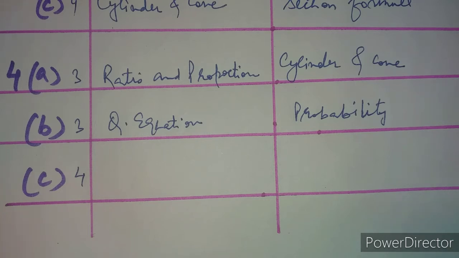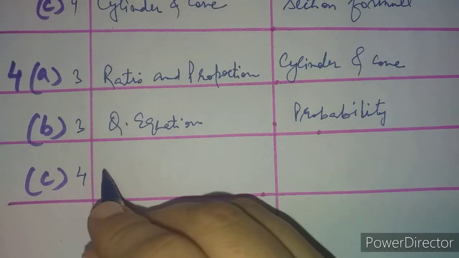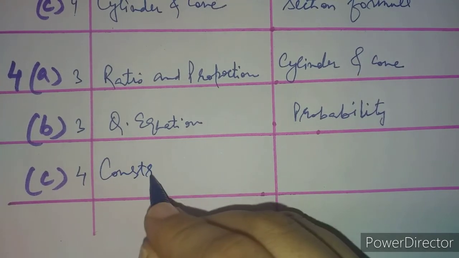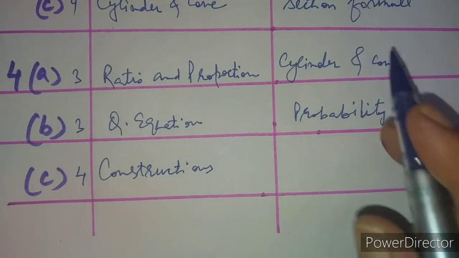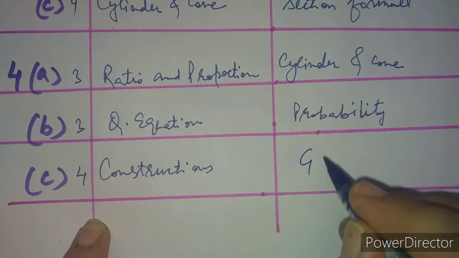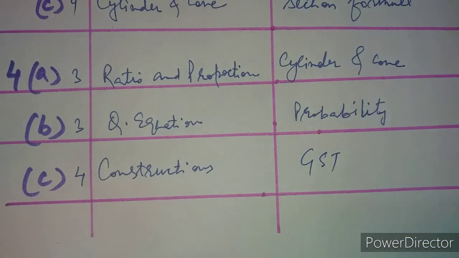So now 4 part C in 2019 was again based upon constructions. And 4 part C in 2024 was from the chapter of GST. The chapter was from GST, but the question was so simple: different kinds of commodities were given, with different percentages of discount and different percentages of GST, and you were only supposed to find the total amount of the bill. Very easy question.